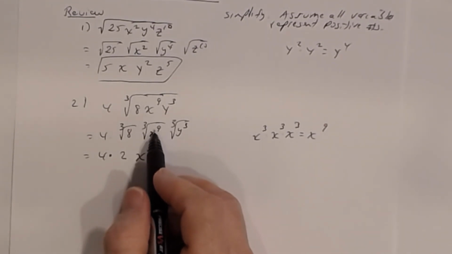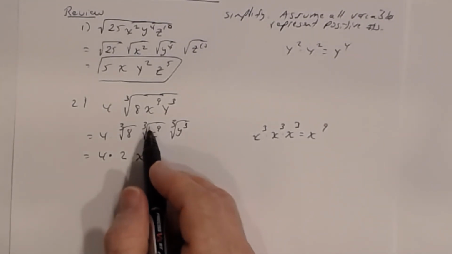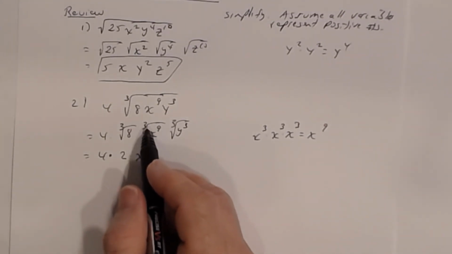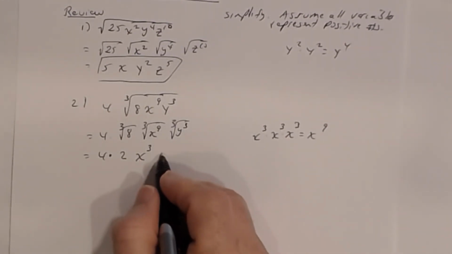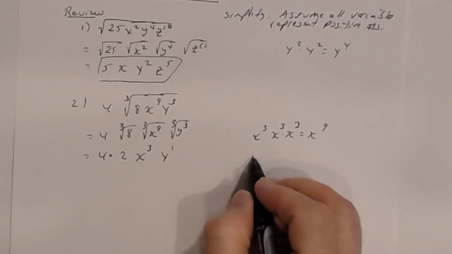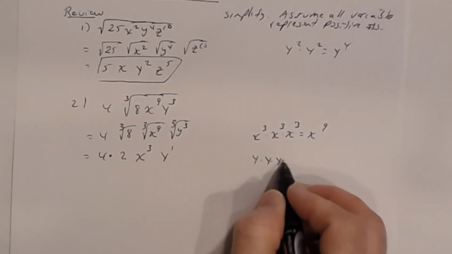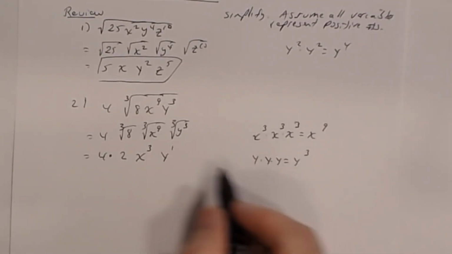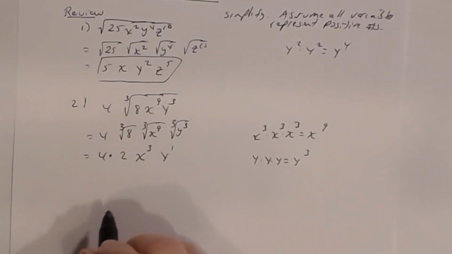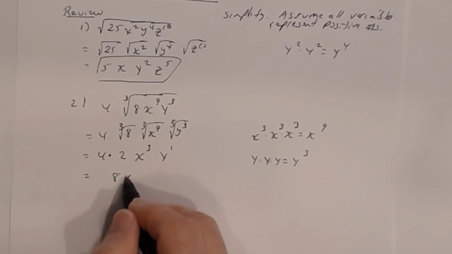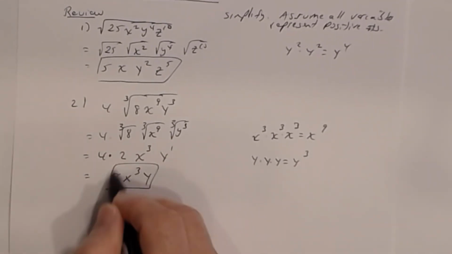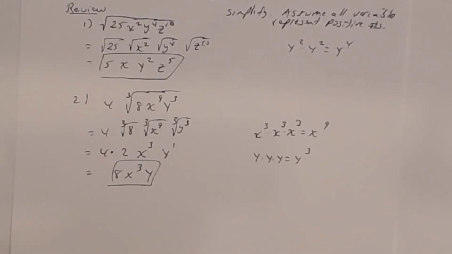And remember that other way to think about this, 9 divided by 3 is 3. And then 3 divided by 3 is 1, so that should be y to the first. And it makes sense because y times y times y is y cubed, which is what the radicand was. All right, so the answer for that will be 4 times 2 is 8, so we get 8x cubed y. So that's what we looked at last time.